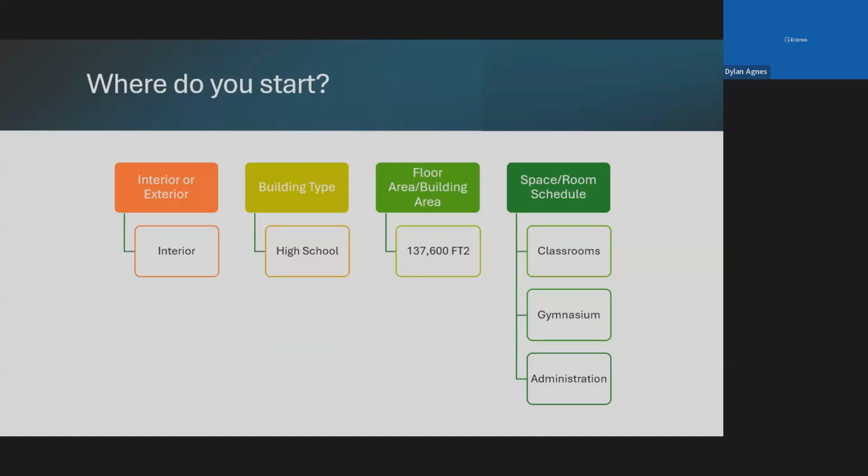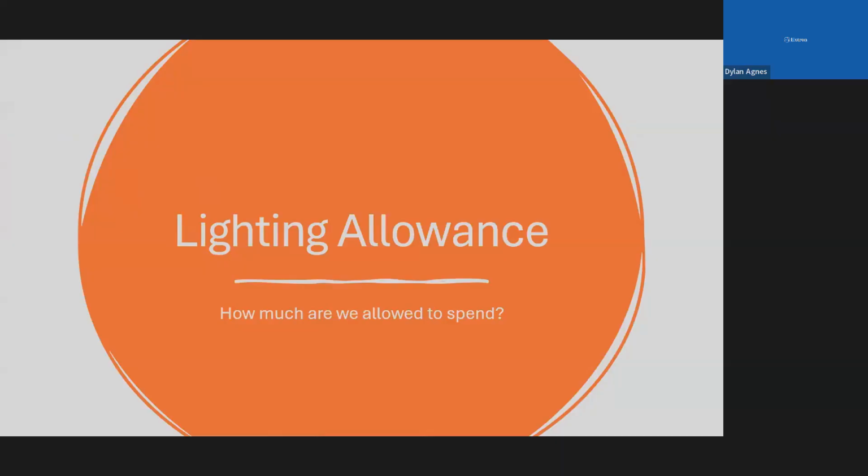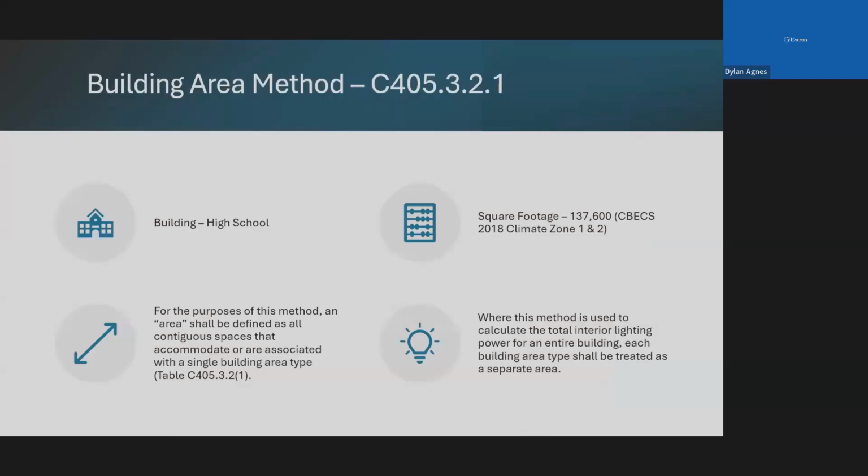The reason for that is I'm pulling from CBECS, the Commercial Building Energy Consumption Survey, 2018 data set, looking at climate zones 1, 2, which is the climate zones for Idaho, as Damon mentioned, ASHRAE 5B, 6B. CBECS has its own climate zones, but they're closely linked to ASHRAE's climate zones. And so then looking at what programs we're going to need, classroom, gymnasium, administration. And so when you're getting an idea of that, you want to know, what is our allowance, right? How much are we allowed to spend for our lighting system for our building?